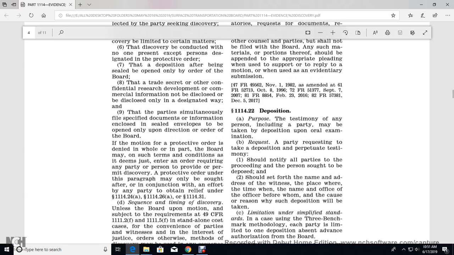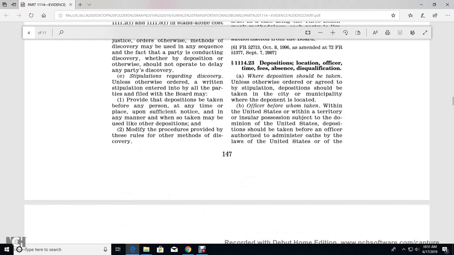11.14.22. Deposition, proof of the testimony of the person, including the party, may be taken by deposition with oral examination. The request of the party requesting to take the deposition to perpetuate the testimony of the witness shall notify all of the parties of the proceeding of the person sought to be deposed, and shall set forth the name and address of the witness, the place, the time, and the name of the officer before whom the deposition will be taken. Limitation: under the simplified standards, in any case, each of the parties is limited to one deposition absent advance authorization from the board.